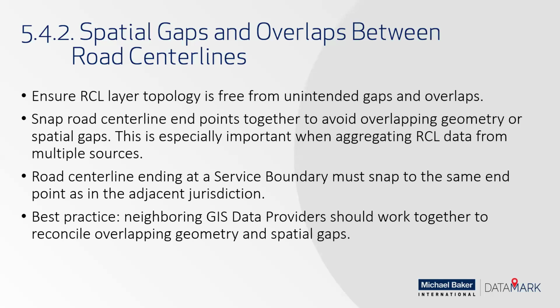The third bullet point here, road center lines ending at a service boundary must snap to the same endpoint as in the adjacent jurisdiction. Again, defining what are those snap 2 points there for. And it highlights a best practice, right? Neighboring GIS data providers should work together to reconcile overlapping geometry and spatial gaps. Now, this is one of the biggest burdens of NextGen 911 GIS, but also, frankly, in my opinion, one of the biggest advantages.